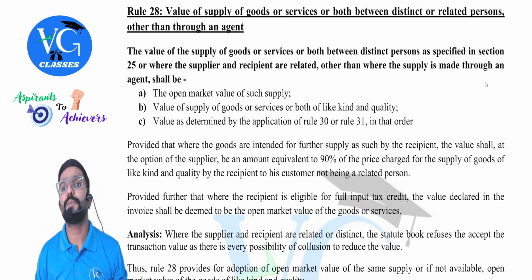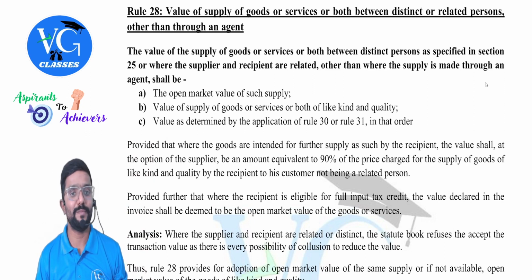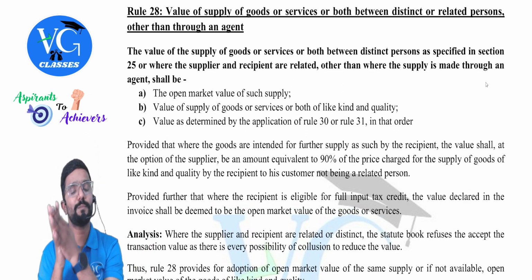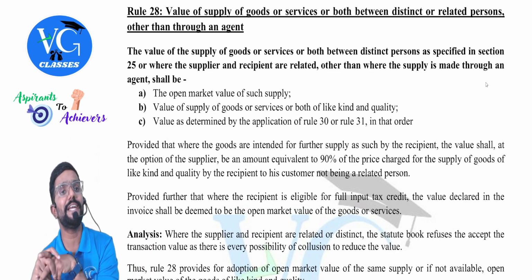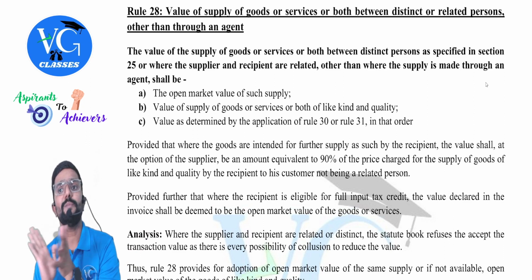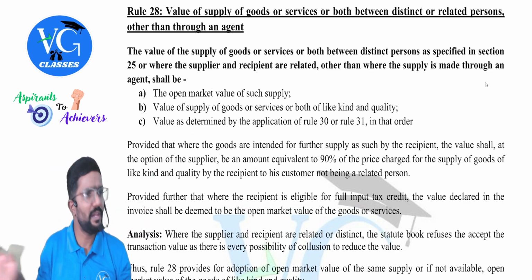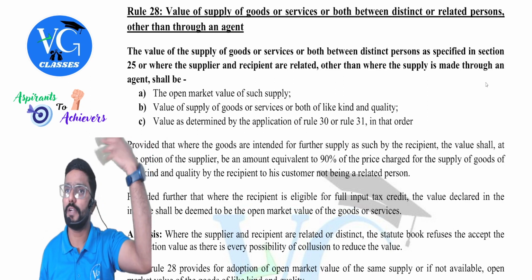At what price are you selling it? Open market value, if that is available. If that is not available, then the value of supply of goods or services or both of like kind and quality. Okay. If open market value is not available, assume you are selling goods only to me, no one else. In that case, open market value is not available.